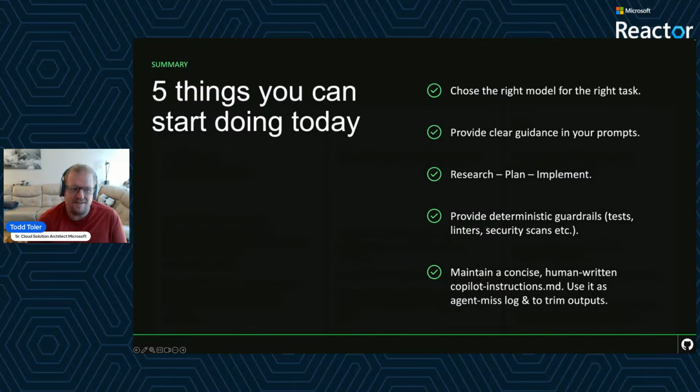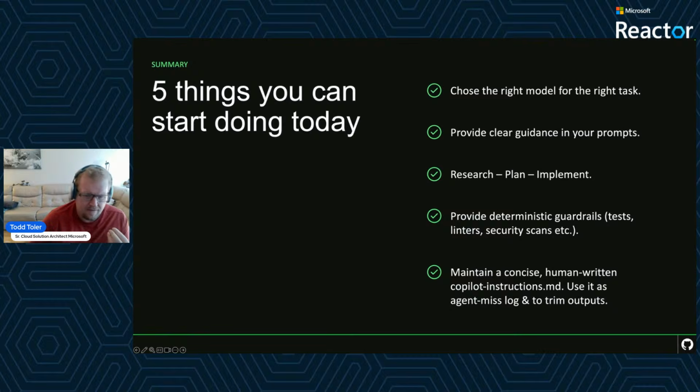And so we're going to wrap up. I understand this is a lot of information to take in. So as a reminder, here are the 5 biggest tips that we can give you to improve your agent quality and token spend today. They hopefully don't require too much effort on your part. This is just a repetition of what we learned previously. You want to choose the right model for the task. You want to provide clear guidance in your prompts. Split your tasks. Use that research, plan, and implement to your advantage to reduce that context size. You want to provide deterministic guardrails, so you have the tests, the linters, security scans, etc., and maintain a concise human-written Copilot instructions file going forward.